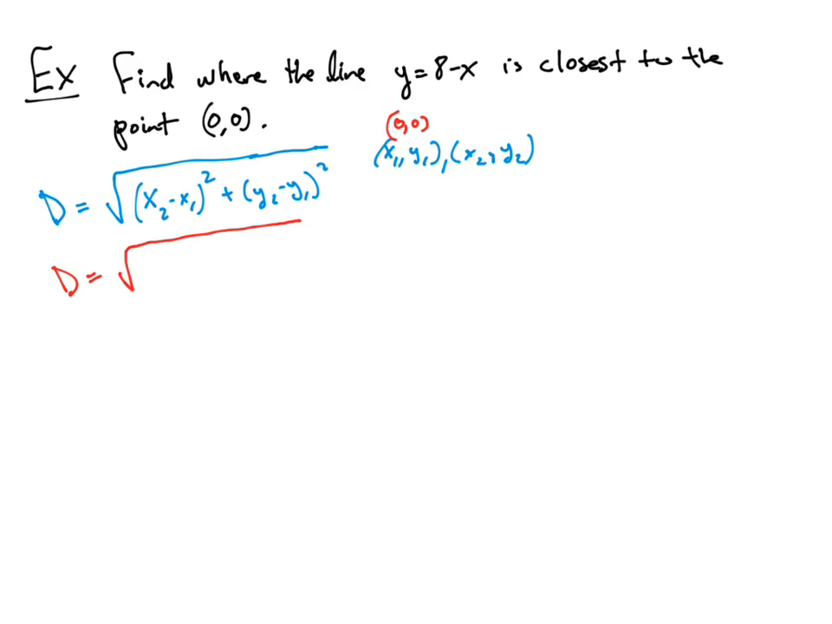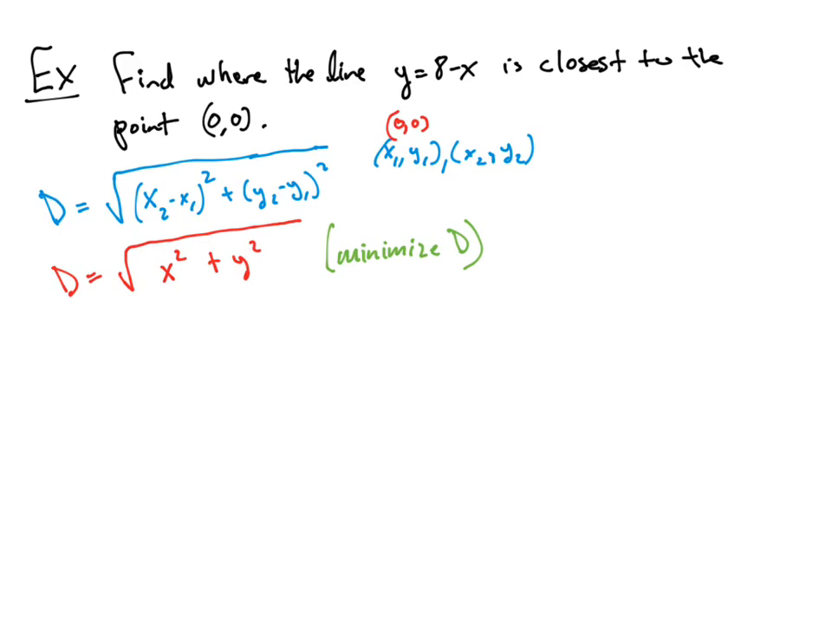So d is going to be the square root of x2 minus 0. So I'm just going to say x here. So x squared plus y squared. So again, we want to see where is the distance. So we want to minimize, in this case, this distance d.